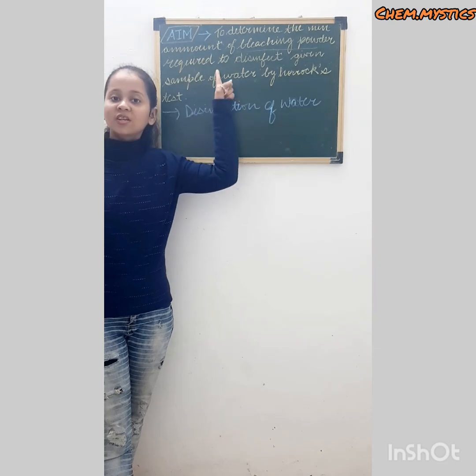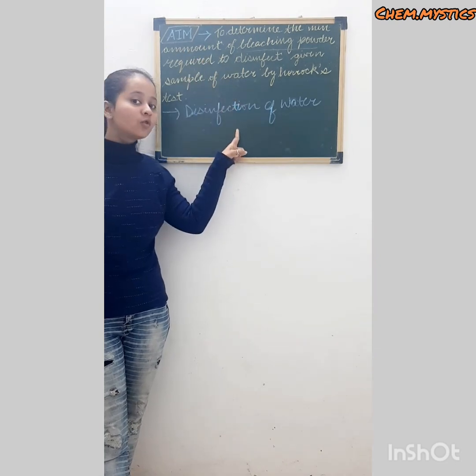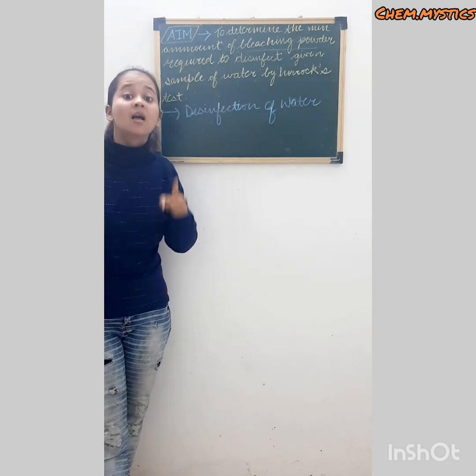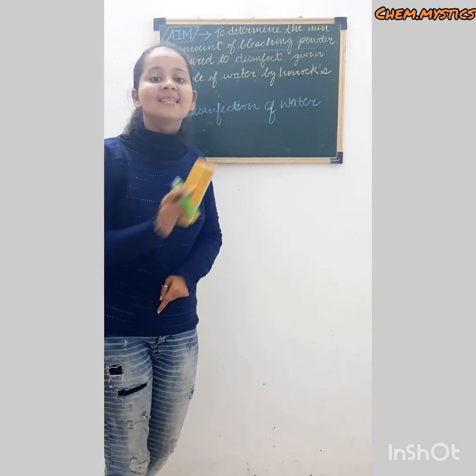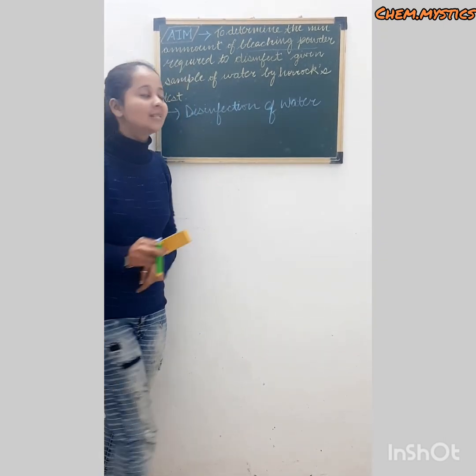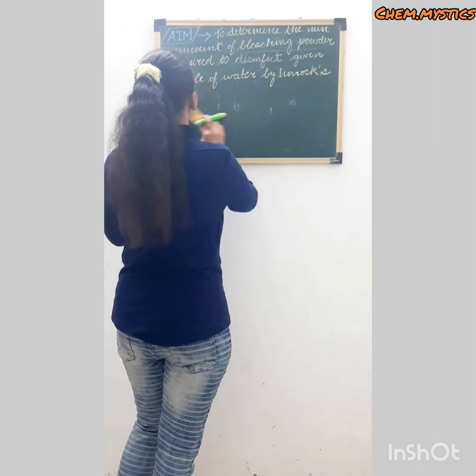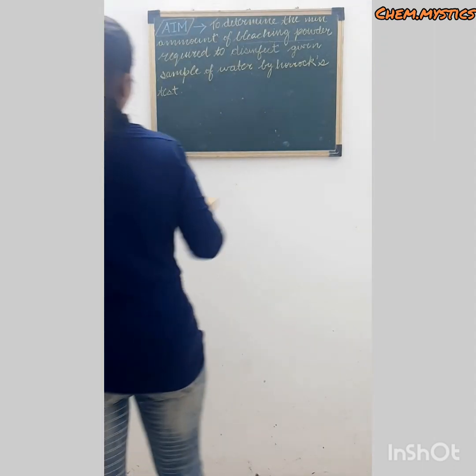According to the aim of the experiment, which disinfectant do we have to use for disinfection? Yes, bleaching powder. So let's see the structure of bleaching powder, that is, how the atoms are arranged in bleaching powder. Let me draw the structure.